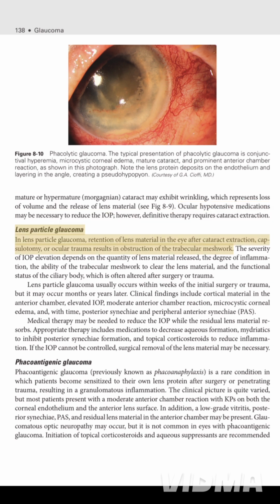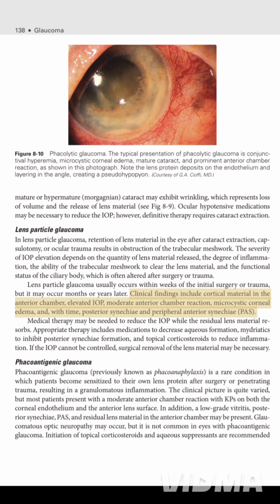Lens particle glaucoma. In lens particle glaucoma, retention of lens material in the eye after cataract extraction, capsulotomy, or ocular trauma results in obstruction of the trabecular meshwork. The severity of IOP elevation depends on the quantity of lens material released, the degree of inflammation, the ability of the trabecular meshwork to clear the lens material, and the functional status of the ciliary body, which is often altered after surgery or trauma. Lens particle glaucoma usually occurs within weeks of the initial surgery or trauma, but it may occur months or years later.